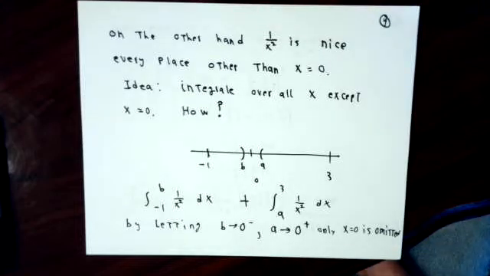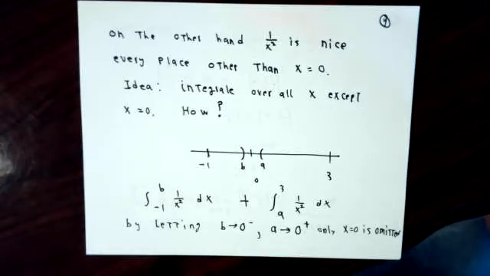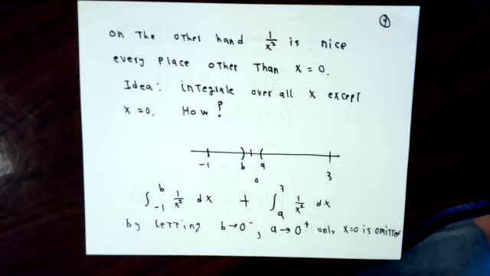But x equals 0 is the only bad spot on the graph of y equals 1 over x squared. Every place else, the function is nice and continuous. So here's what we're going to do. We're going to integrate over all possible x values except one. We're going to leave the x equals 0 out. Now, how we're supposed to do that goes back to limits. As long as I leave x equals 0 out, I'm safe.